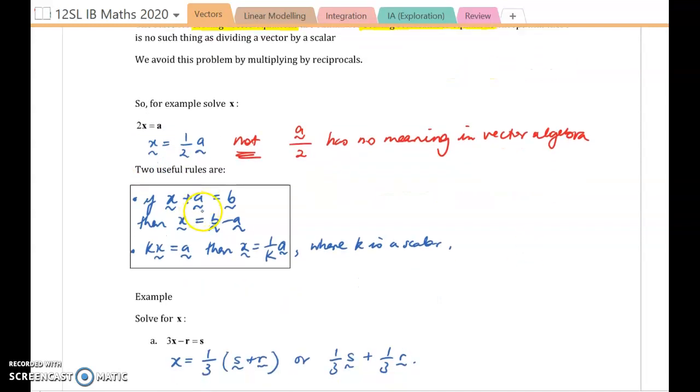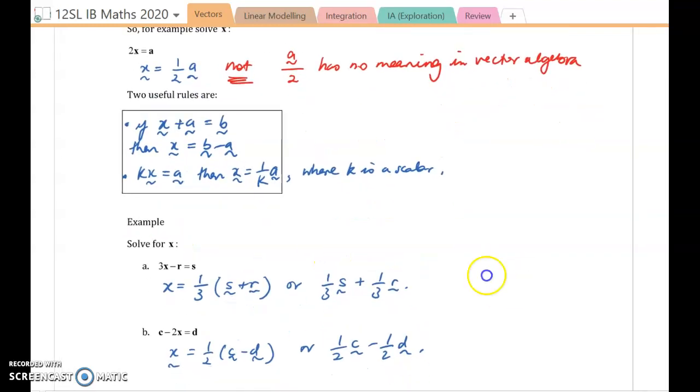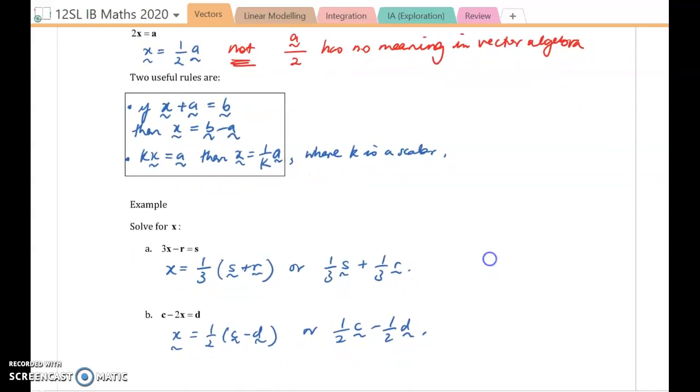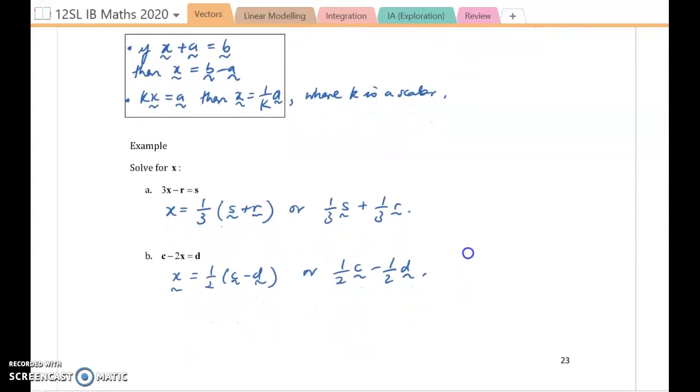Some other useful and simple rules: x plus a equals b. If I just want x, I'd take a from both sides. Kx equals a, then x is 1 on k times a, where k is a scalar, so k is not a vector in this one. Scalar, if you have forgotten, is just any number, any real number.